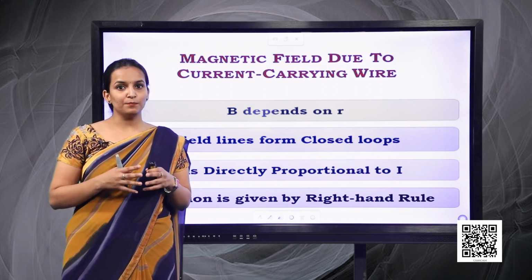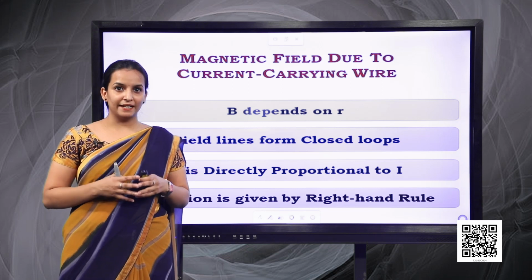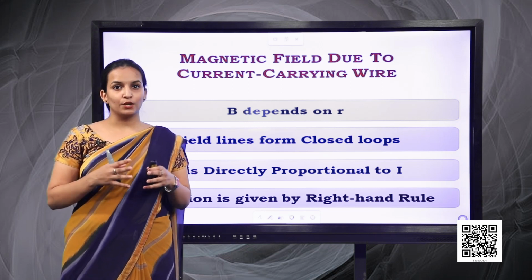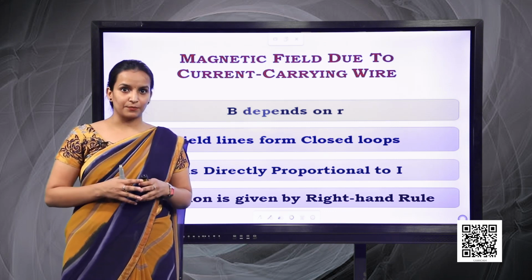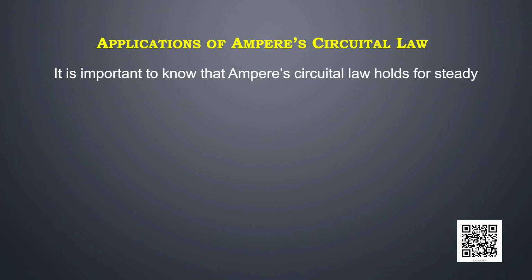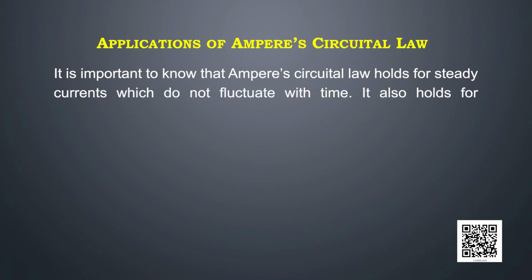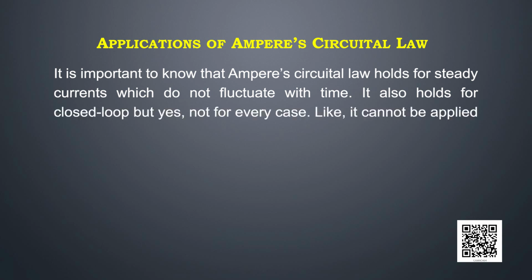There exists a simple rule to determine the direction of the magnetic field due to a long wire. This rule is called the right-hand rule, which we have discussed recently. It is important to know that Ampere's circuital law holds for steady currents which do not fluctuate with time. It also holds for closed loops, but not for every case, like it cannot be applied to the field at the center of the loop.